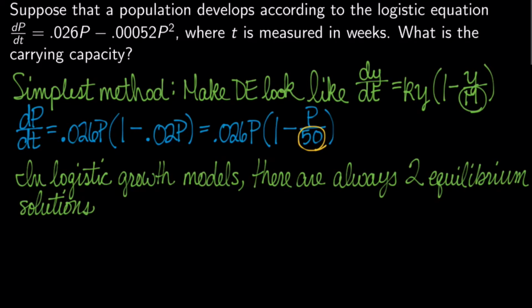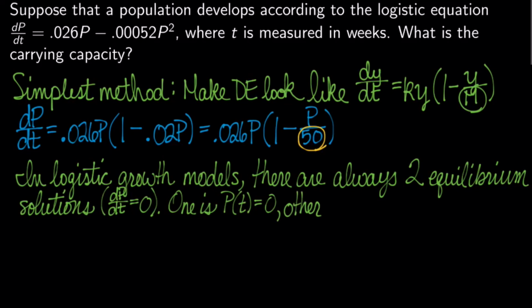But I want to make this remark. In logistic growth models, there are always going to be two equilibrium solutions. An equilibrium solution is where dP/dt is literally equal to 0. One of those equilibrium solutions is P(t) equaling 0. If there are 0 critters, there's not going to be any critter growth, right? So dP/dt will always be 0, so that makes sense. The other one is P(t) equals M.